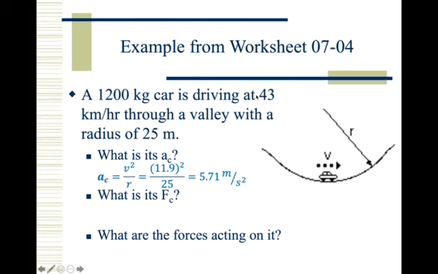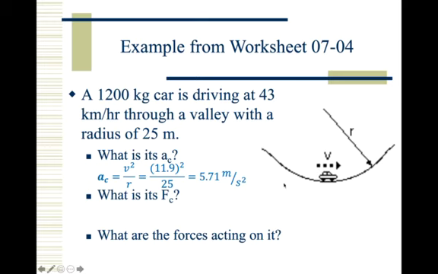The only thing is you'll have to convert that to meters per second. So this will be 43,000 meters over 3,600 seconds, the number of seconds in 1 hour. And you'll discover that's roughly 11.9 meters per second, to 3 sig figs. Plugging that in, dividing it by the radius, you'll discover that the centripetal acceleration, the acceleration due to the change in direction of this car, is roughly 5.71 meters per second squared.